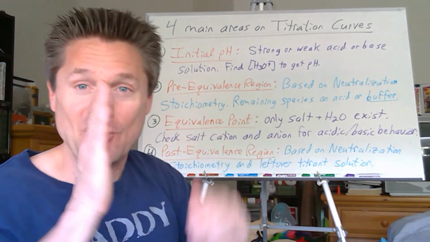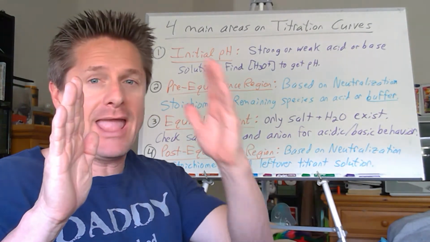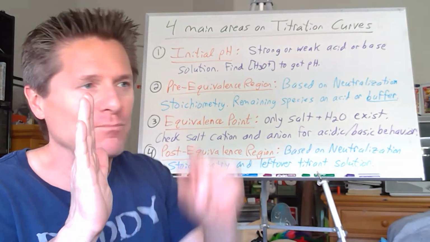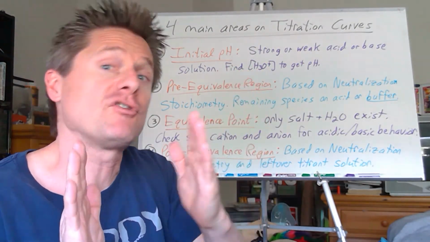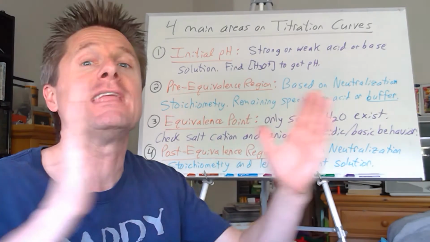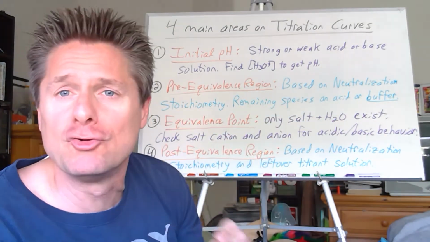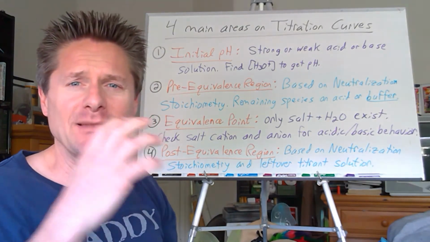Now, anything between 0 and the equivalence point, so you added even the faintest drop past the initial amount up to even the faintest portion of the drop before the equivalence point, that's the pre-equivalence region. The types of calculations, it's always going to be based on neutralization. I have this amount of acid in my flask.